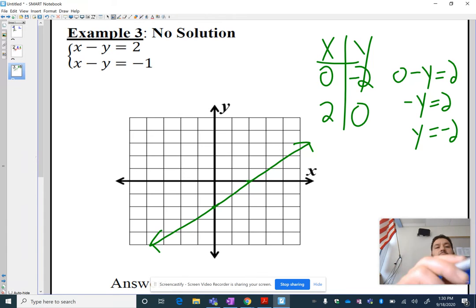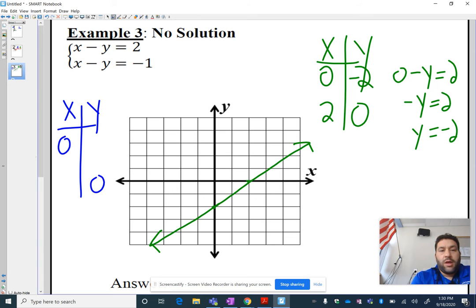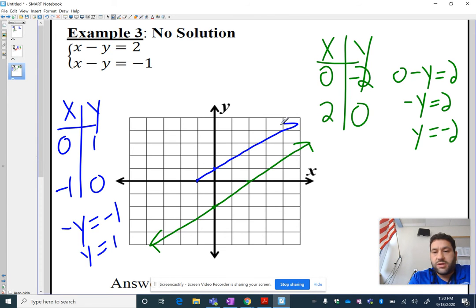Now let's look at x minus y is negative 1. So xy table again. If x is 0, we get negative y is negative 1. So y is 1. And then if y is 0, we get x is negative 1. So negative 1, 0. And what do these look like?